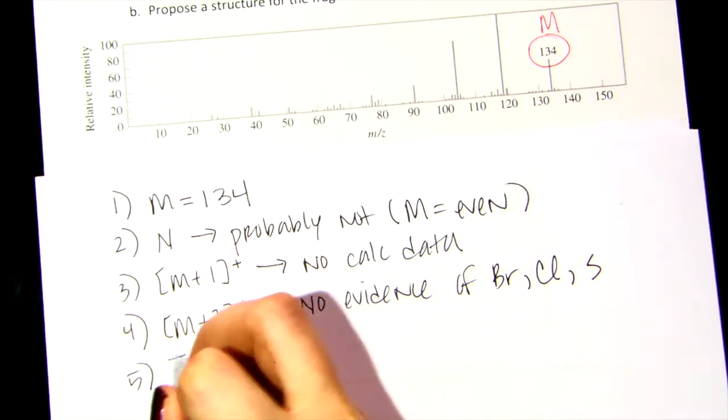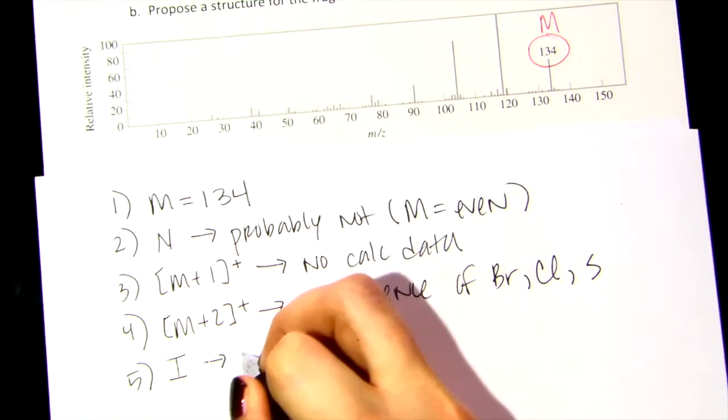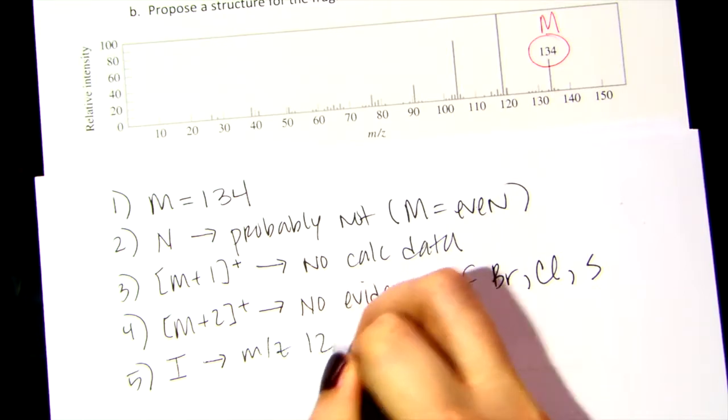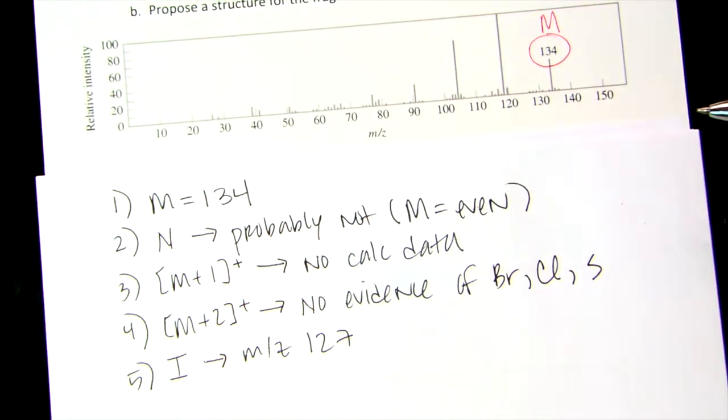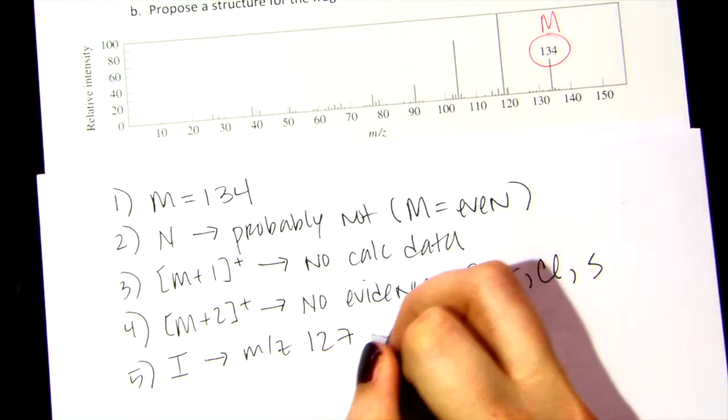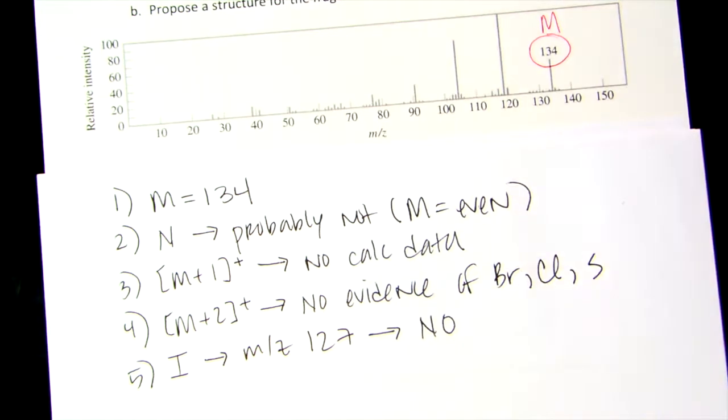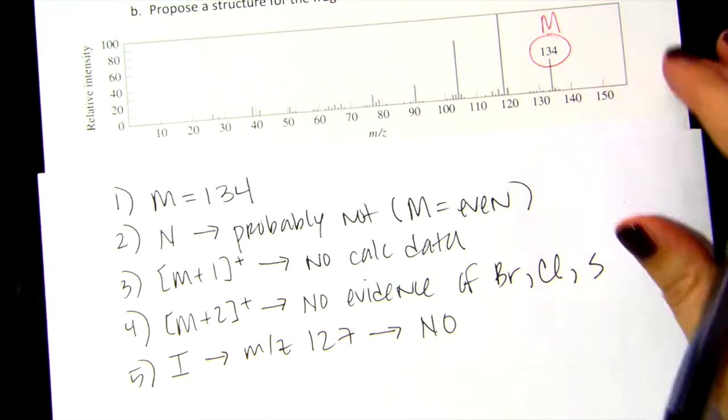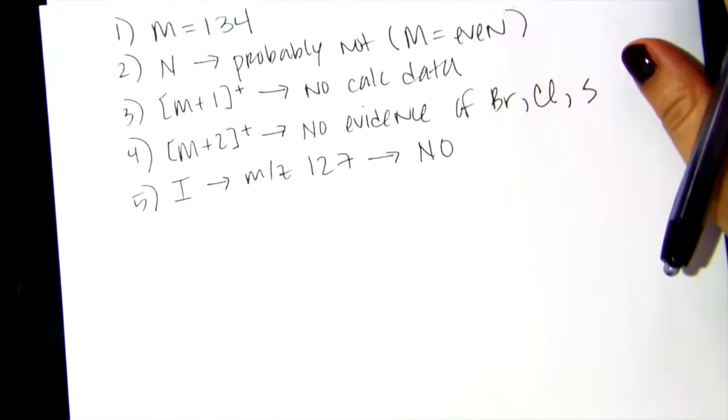So then we look for iodine by looking at 127, and there is not a peak at 127. So there's no evidence for iodine. Okay, so there's not really any heteroatom evidence so far. So this might just be a hydrocarbon. It might just be carbons and hydrogens. So again, we can just jump right into that and see how that turns out.